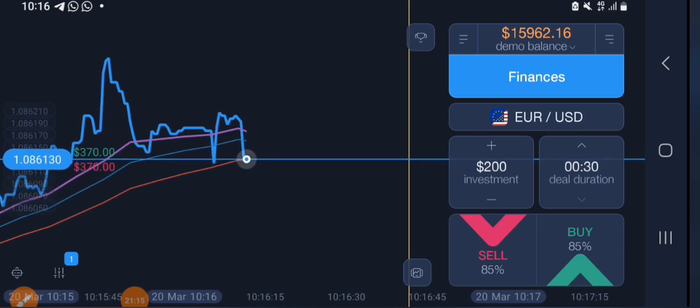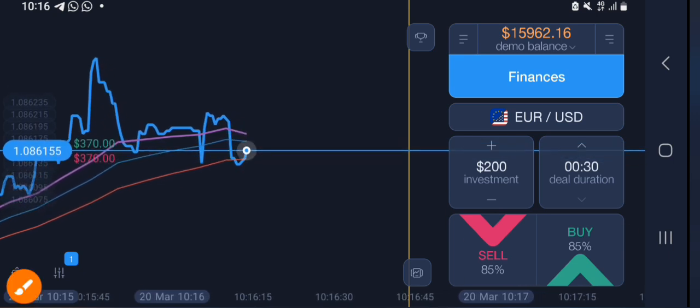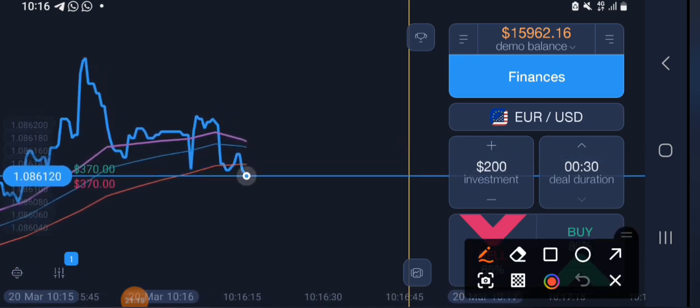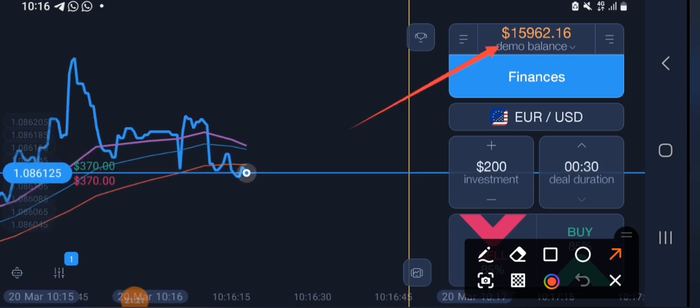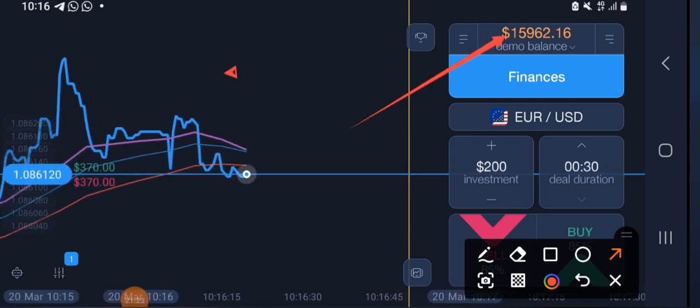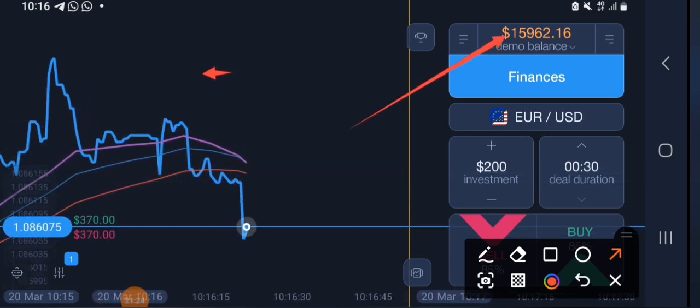So take a look at our balance right here. It's now 15,962.16 cents. So we have doubled this.